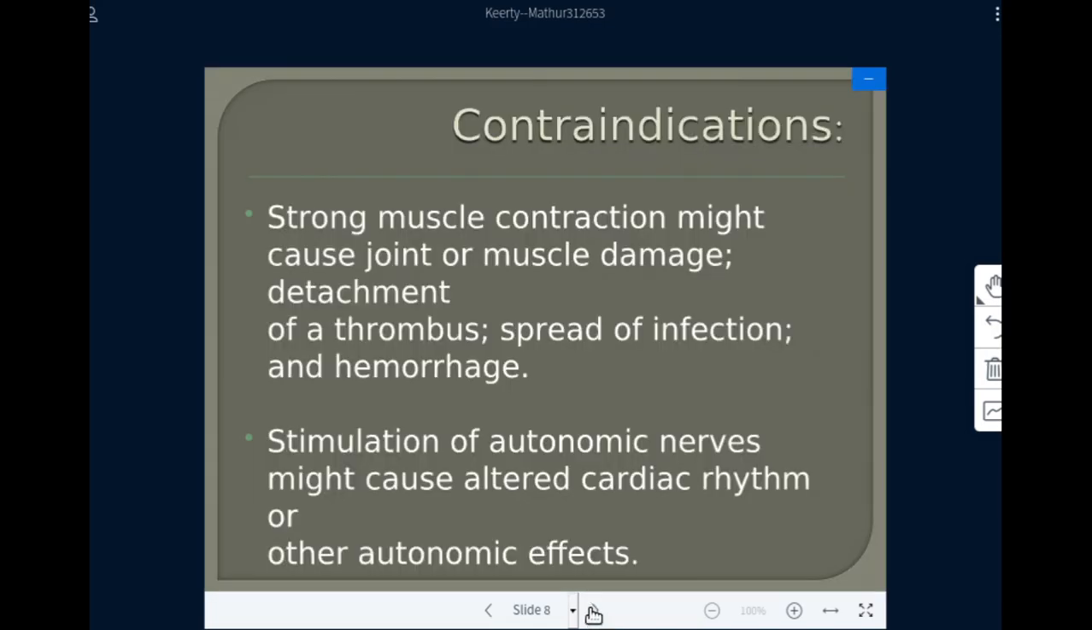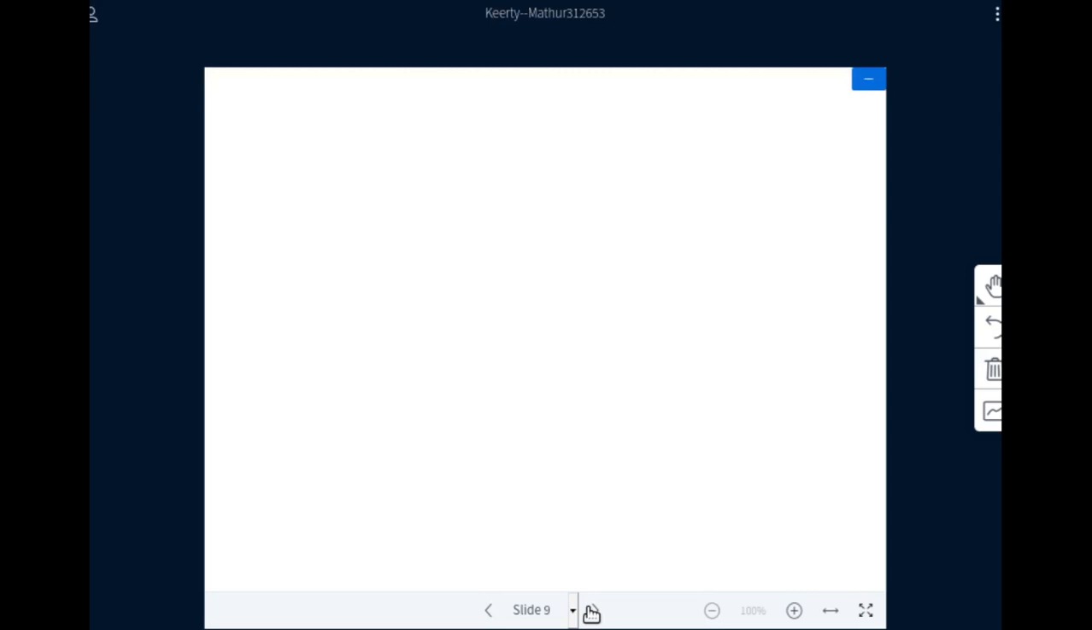Strong muscle contraction might cause joint or muscle damage, or it can cause detachment of thrombus and spread of infection and hemorrhage. So if there are chances of hemorrhage and infections, then galvanic current is contraindicated. Stimulation of the autonomic nerves might cause altered cardiac rhythm or other autonomic effects. So this is contraindicated in patients with pacemakers.